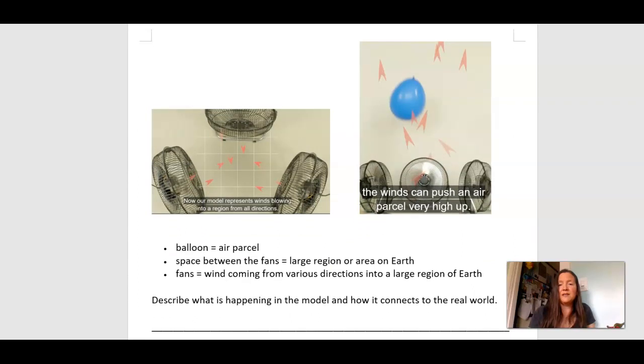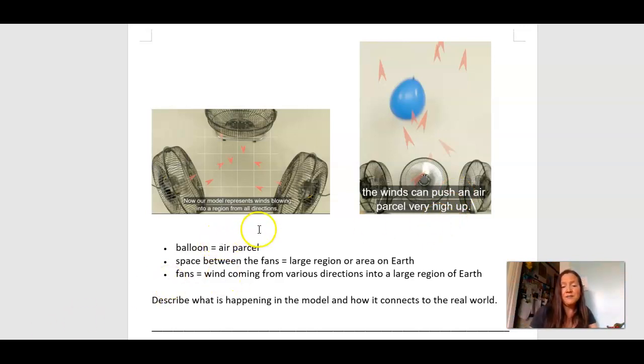What happens if we have a bunch of fans? So here we have a bunch of fans pointing at each other, and this is blowing air from all different directions. So in the real world, sometimes we have air that just blows one way, and sometimes it feels like the air is kind of coming from a bunch of different directions. So these fans are representing air coming from a bunch of different directions. And here we have put our air parcel in the center of it, and what happens when you get this air from all these different directions? You get your air parcel getting pushed up faster.